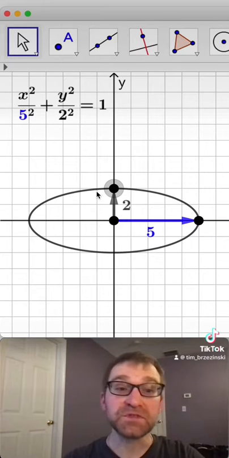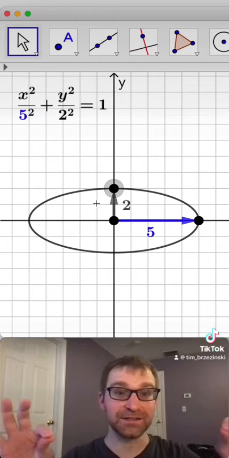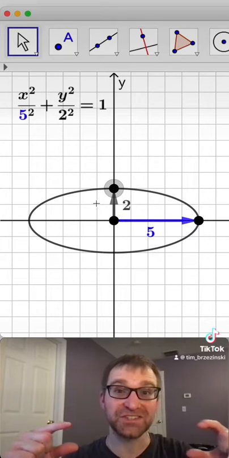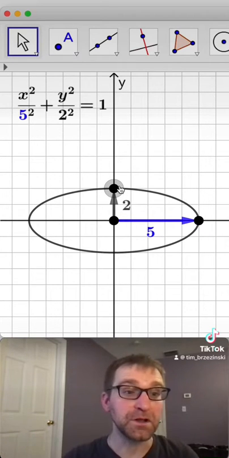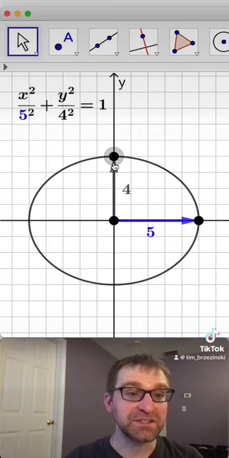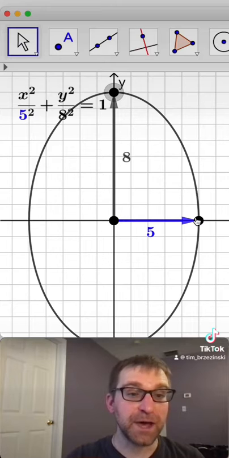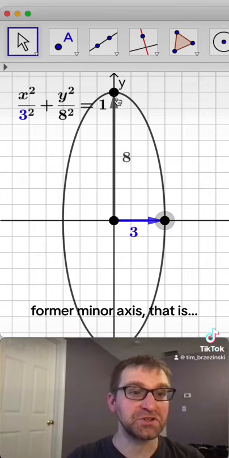Here, an ellipse has a major axis. In this case, it's going horizontal, and it has a smaller minor axis right there. Here, the major axis is 10, and the minor axis is 4. But we can now make the minor axis 6 and 8, 10, 12, and when the minor axis is now the major axis, as you can see right there.